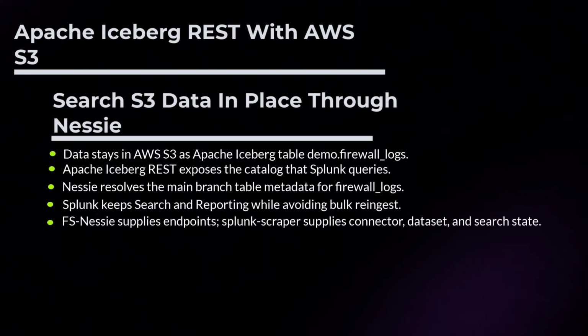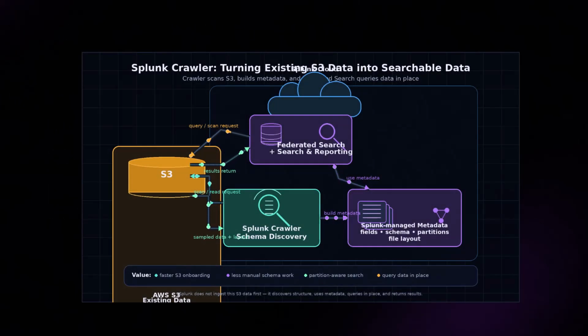The important thing is the handoff. FS Nessie owns the AWS side, including the REST endpoint, the catalog, Nessie metadata, and the S3 table files. Splunk Scraper owns the Splunk side, including the data management connection, the dataset, and the SPL2 search validation. That is why this topic belongs in the Federated Search series. It connects a real operational question to a repeatable pattern. Keep historical data economical in the lake, expose the table through an open catalog interface, and give analysts one Splunk search surface for validation and investigation.